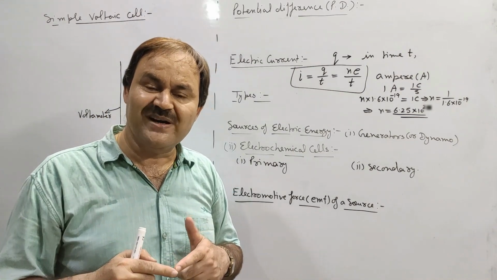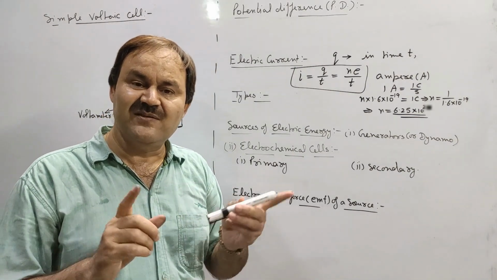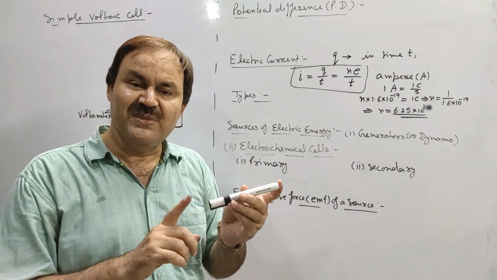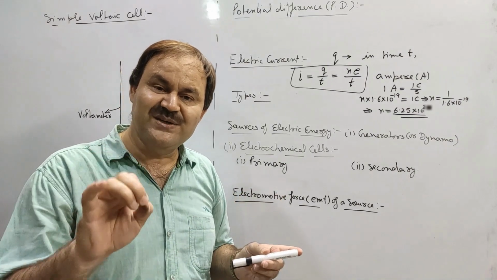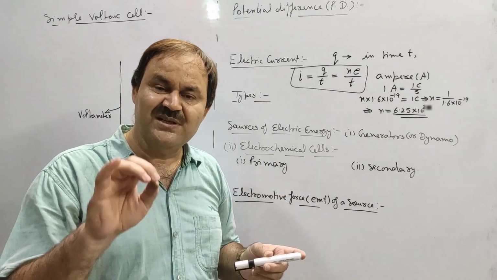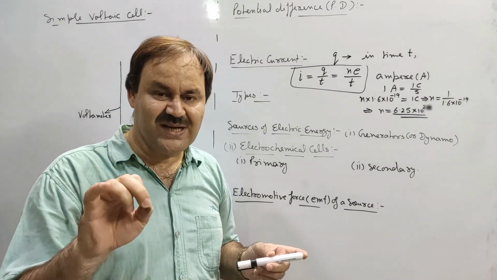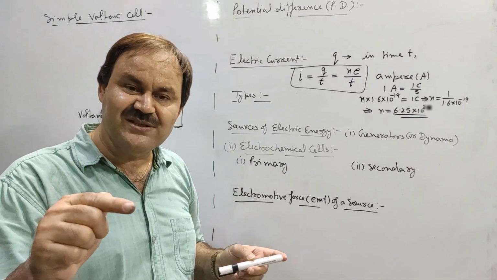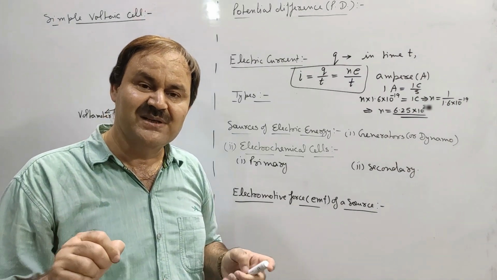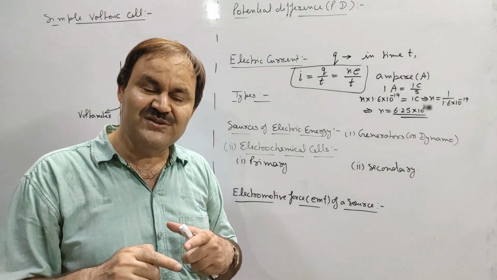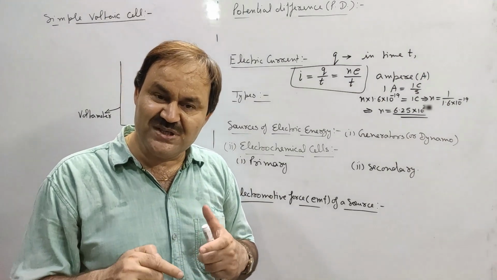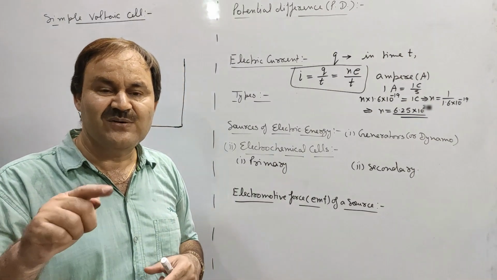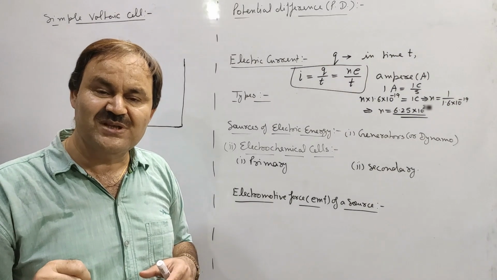Now when we come to alternating current, then alternating current will always be produced by alternating potential difference. Alternating potential difference means the potential difference whose magnitude as well as direction changes continuously with time and repeats itself in magnitude as well as in direction after a fixed interval of time. That fixed interval of time will be called the time period of alternating potential difference.